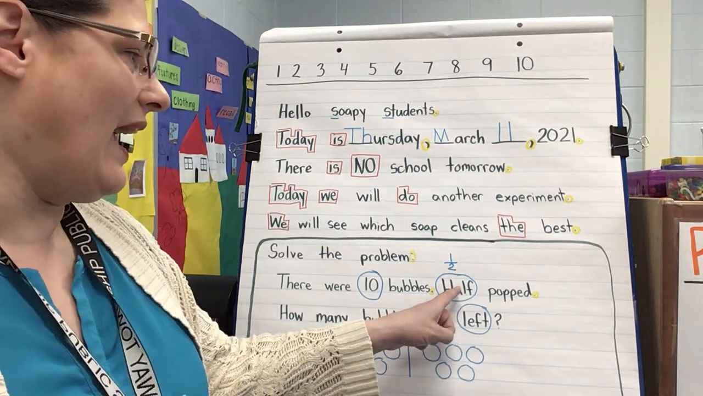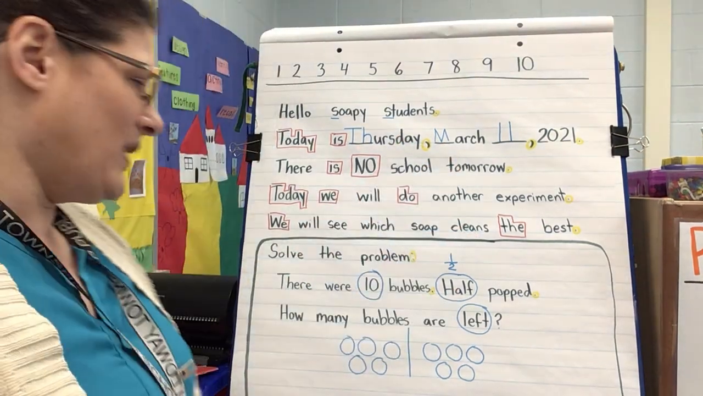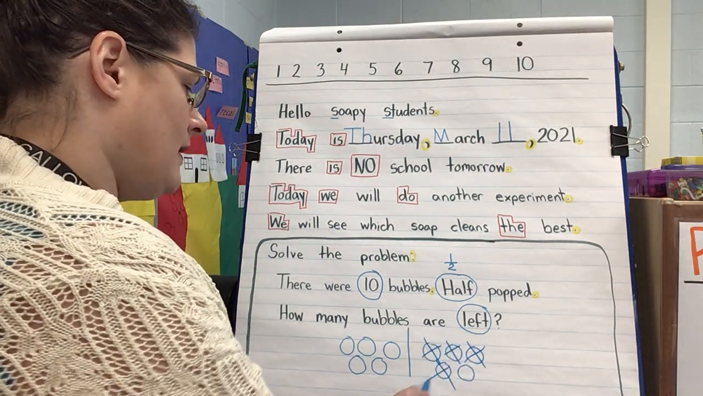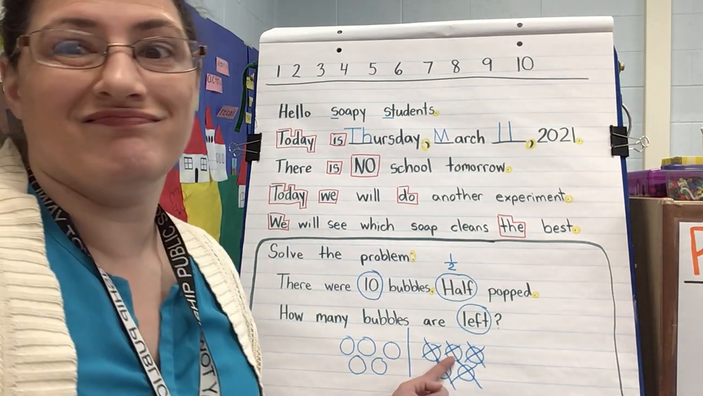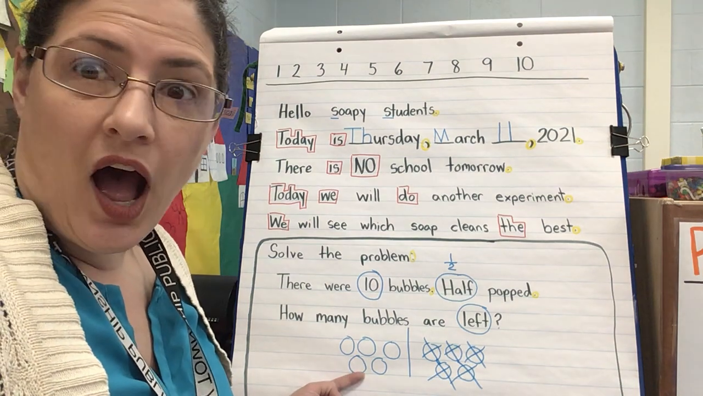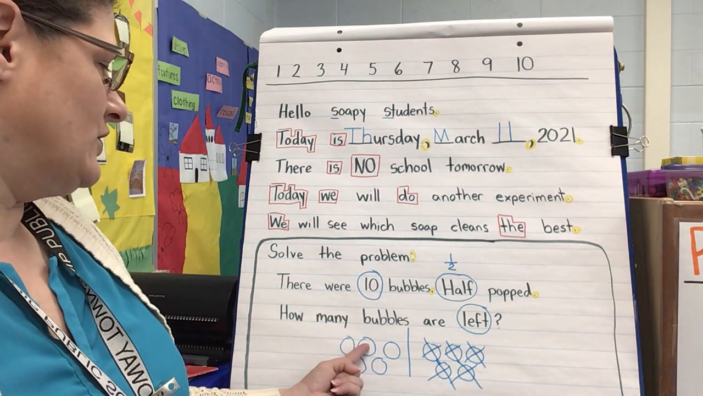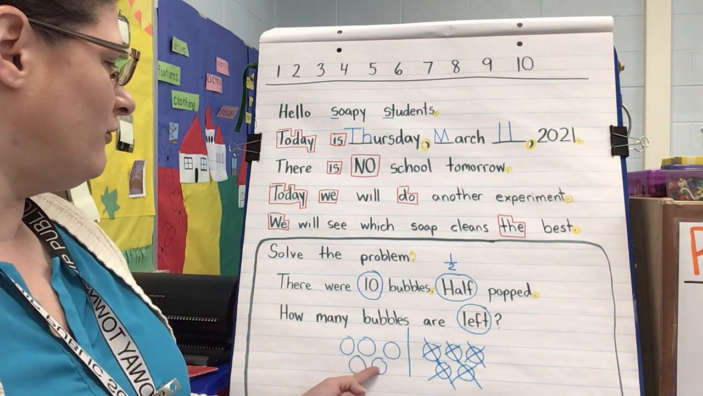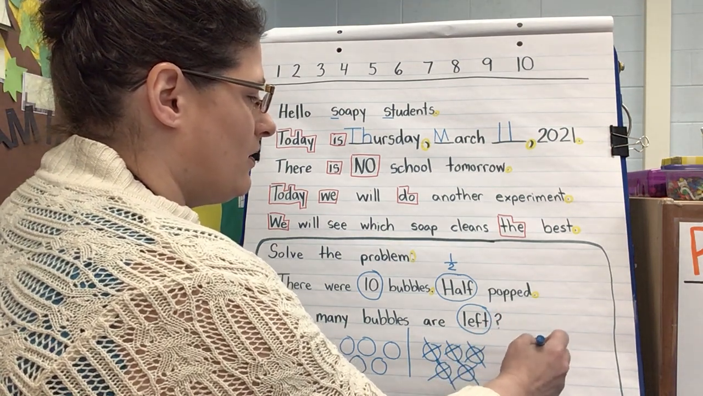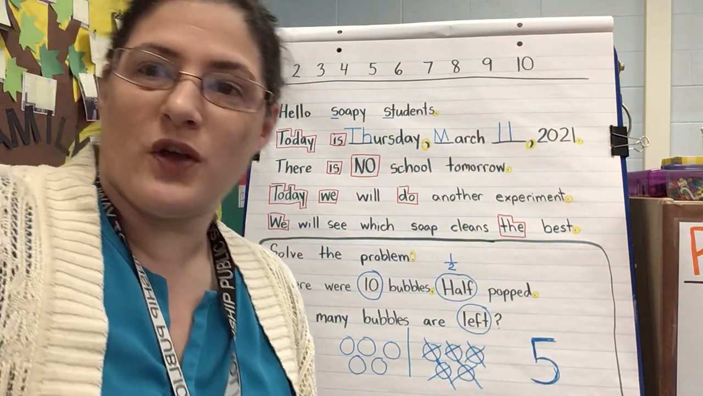But we know that half of them did what? Popped. So we have to pop these ones. Pop, pop, pop, pop, pop. This is the half that popped. This is the half that did not pop. So how many bubbles are left? 1, 2, 3, 4, 5. There are 5 bubbles left. What wonderful math you did with me, friends.